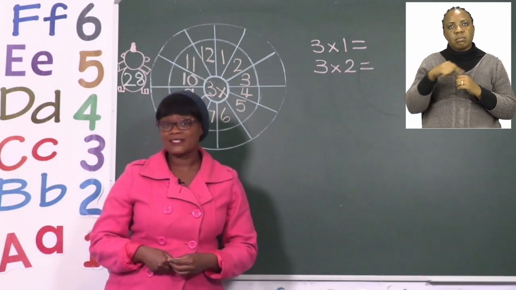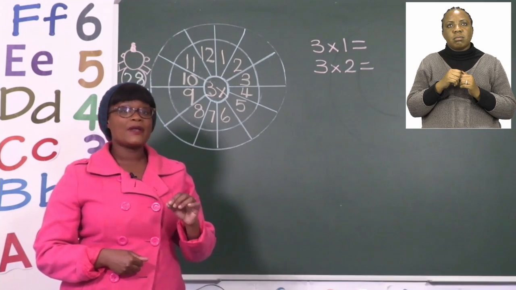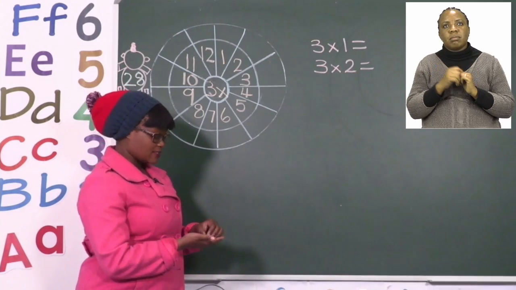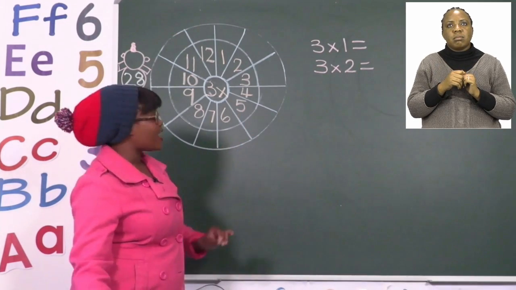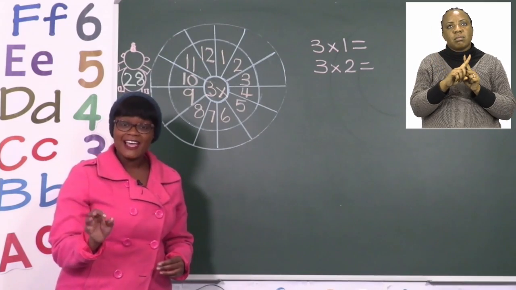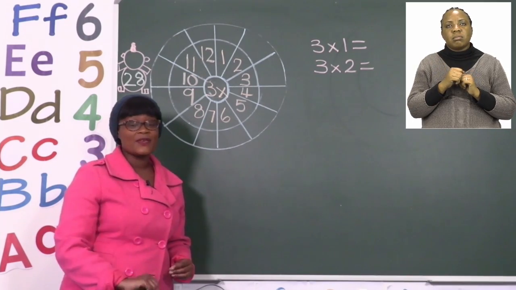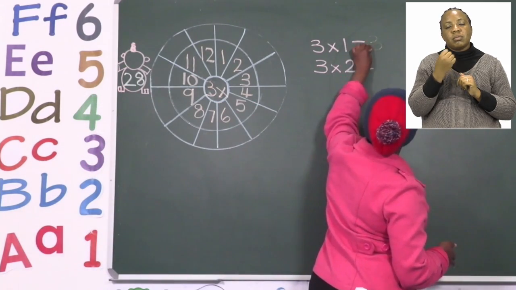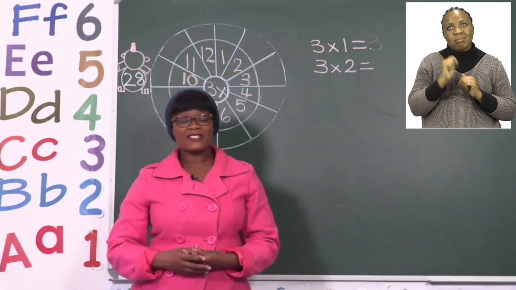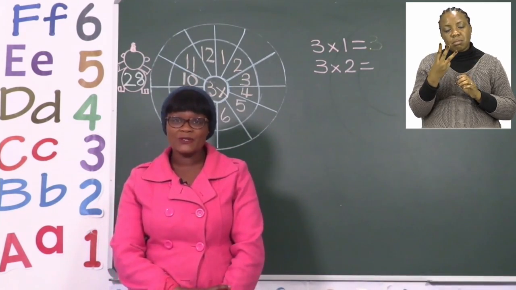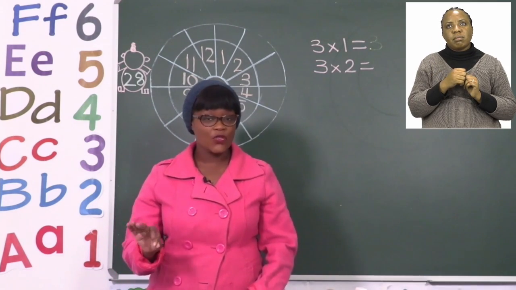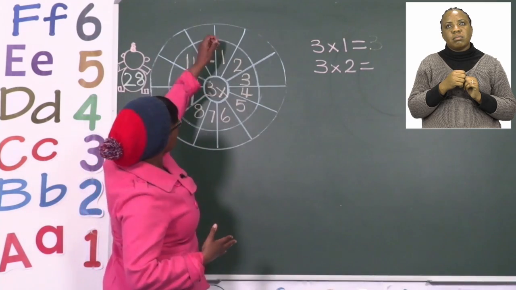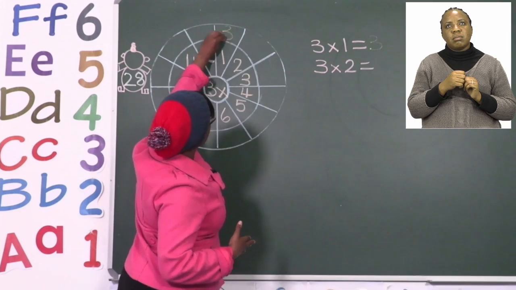Now we already know our times tables, especially the 3 times table, but I want to help you to find your answers. Now we're going to start with the first answer, and that is 3 times 1. If I have 3 sets and each set has one thing in them, then my answer is 3. So I'm going to write my 3. From there, boys and girls, it's very simple. All you are doing is adding 3 to the last answer. For example, I have 3 here, so I'm going to write my 3.